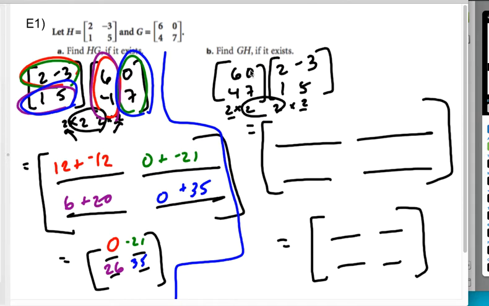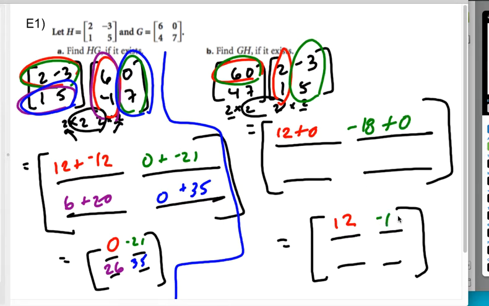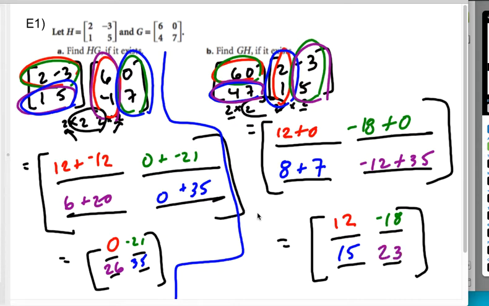All right, so let's start with row 1, column 1. 6 times 2 is 12. 0 times 1 is 0, so I get 12 plus 0, which is 12. 6 and 0 times the -3, 5 is going to be a -18 plus a 0, which is a -18. 4 and 7 times the 2 and 1 is going to give me an 8 plus a 7, which is a 15. And last but not least, 4 and 7 times the -3 and 5 is going to give me a -12 plus a 35, which should be a 23. And that's my answer. Cool.